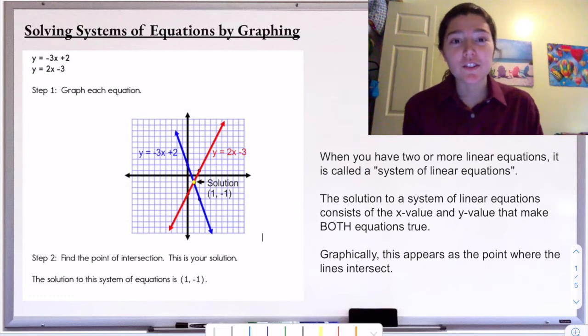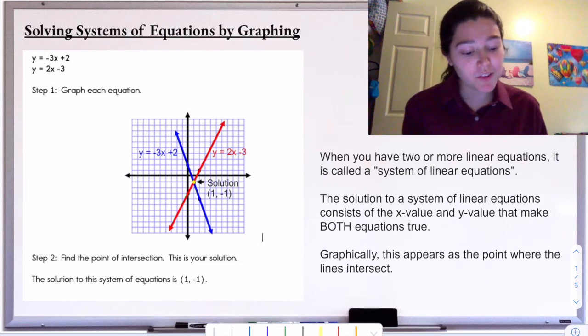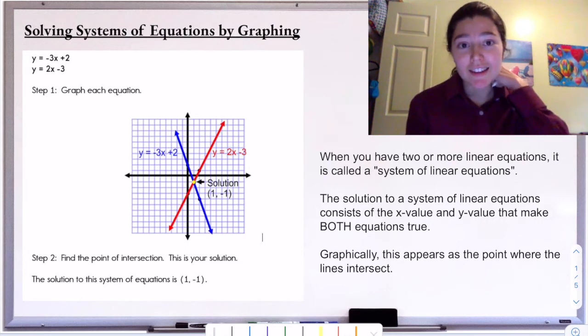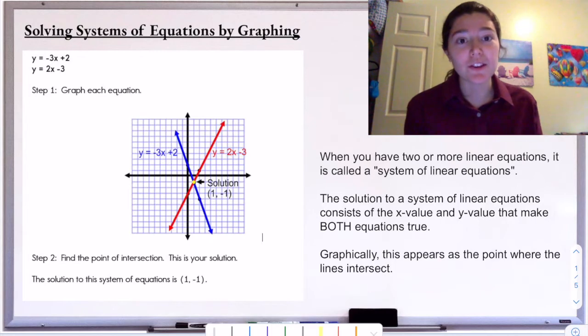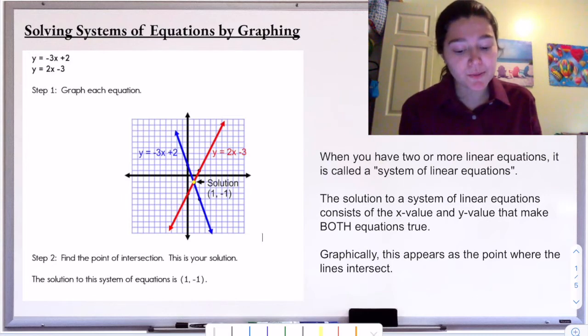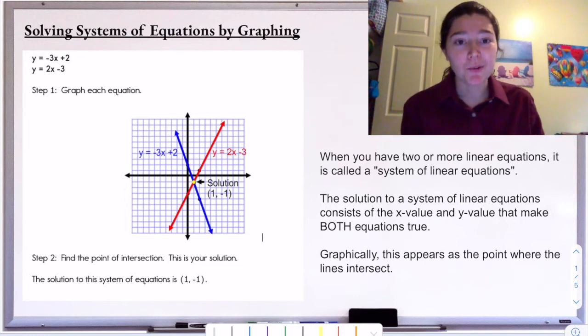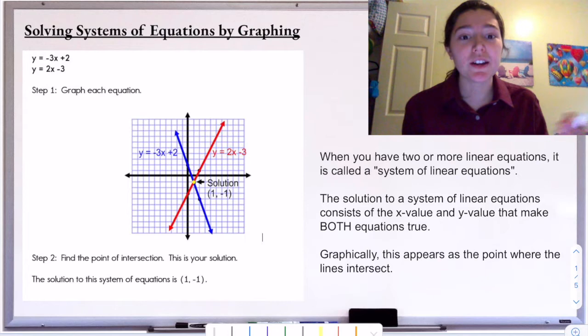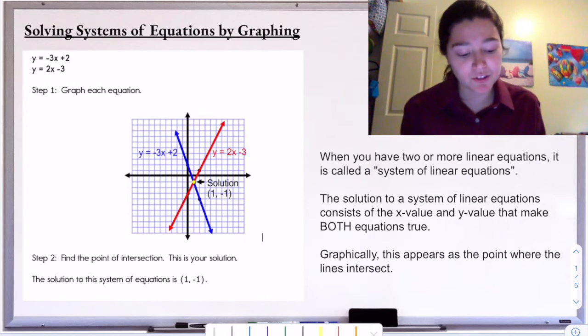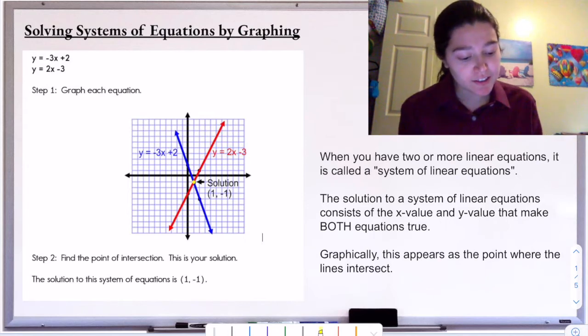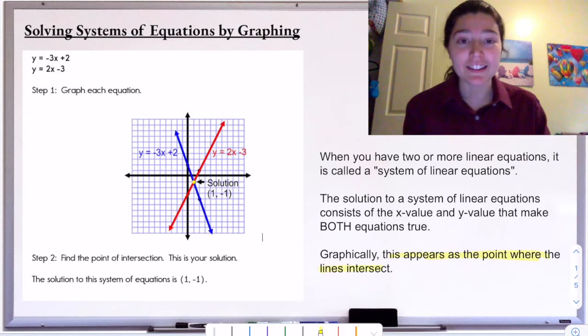So we're going to try to solve a system of linear equations, meaning that we're looking for the x value and the y value that's going to make both of those equations true, right? Because the definition of a solution to a singular equation is the value for x, or the variable, that makes the equation true. Here we'll have two variables, two equations. We need the value for both x and y that's going to make both equations true. And then graphically, this appears as the point where the lines intersect.